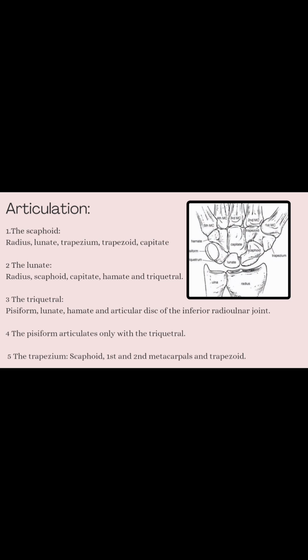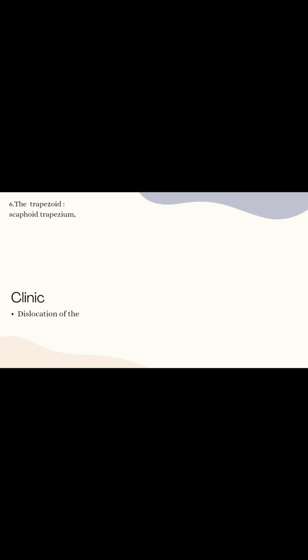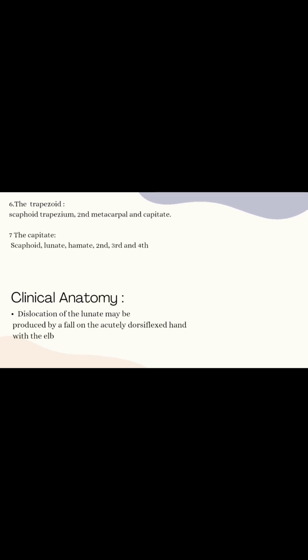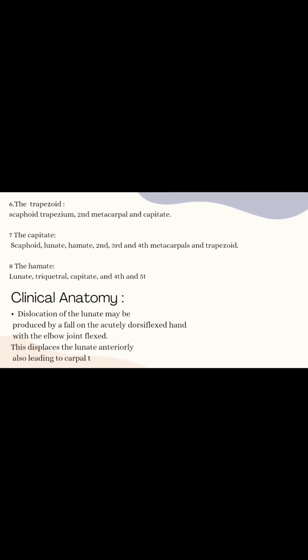The trapezium: scaphoid, first and second metacarpal. The trapezoid: scaphoid, trapezium, second metacarpal and capitate. The capitate: scaphoid, lunate, hamate, second, third and fourth metacarpals and trapezoid. The hamate: lunate, triquetral, capitate, and fourth and fifth metacarpals.